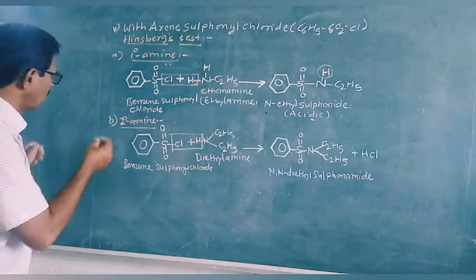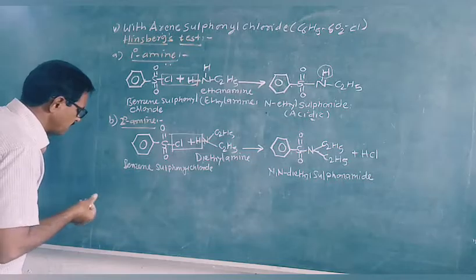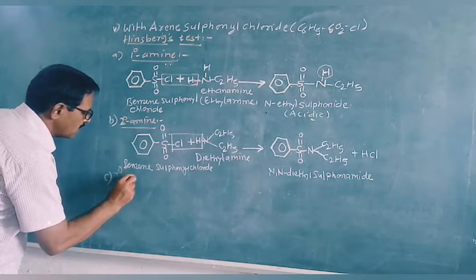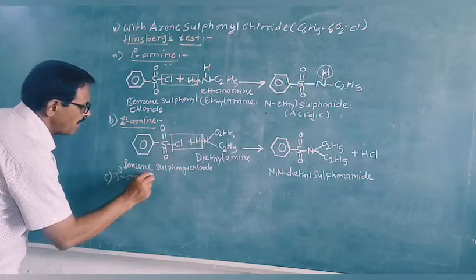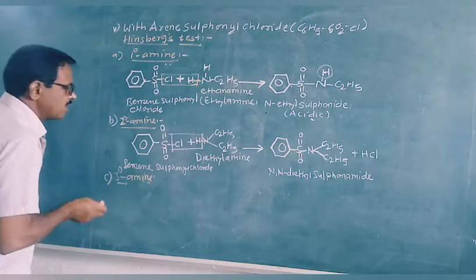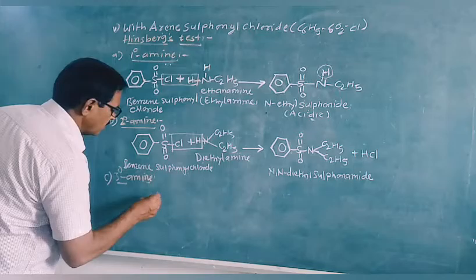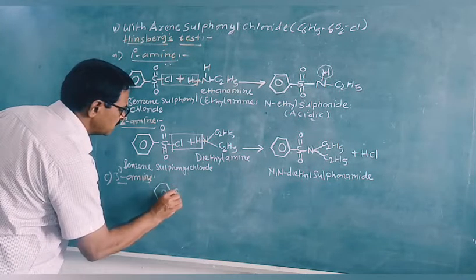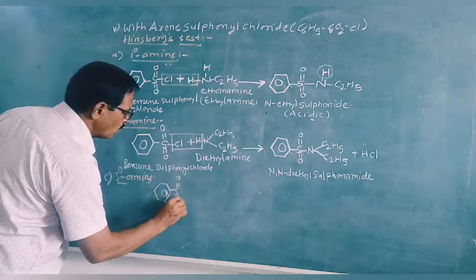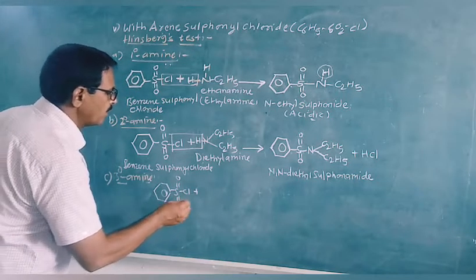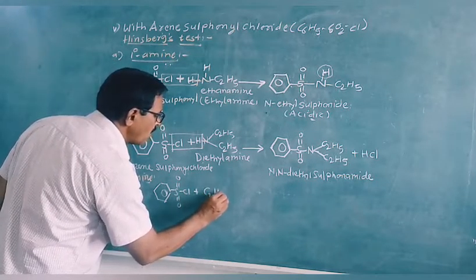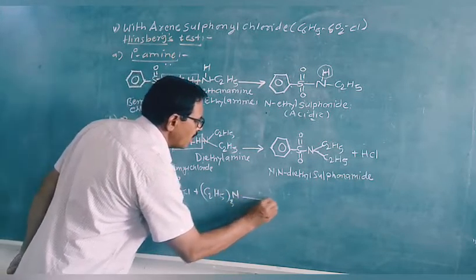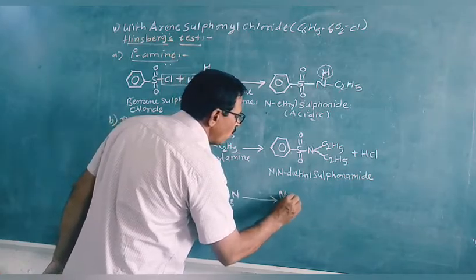Then tertiary amines. When it is a tertiary amine like triethylamine, here again benzene sulfonyl chloride, C6H5SO2Cl plus (C2H5)3N, and there is no reaction.